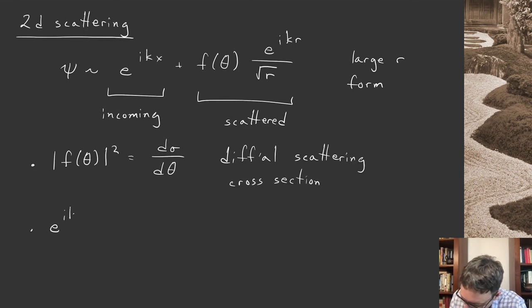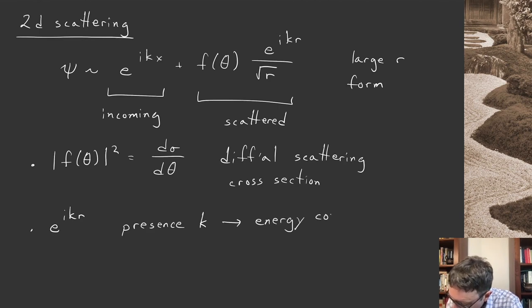Let's think about that e to the i kr piece that I wrote down. The presence of k in the exponent indicates I have energy conservation. So I have the same energy waves going in as going out. Remember, far from the potential, I should be back to a free theory, and so the energy is just h bar squared k squared over 2m. So I should find the same energy in the particles that I send in as come out.